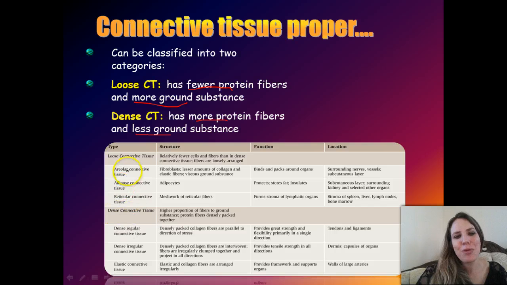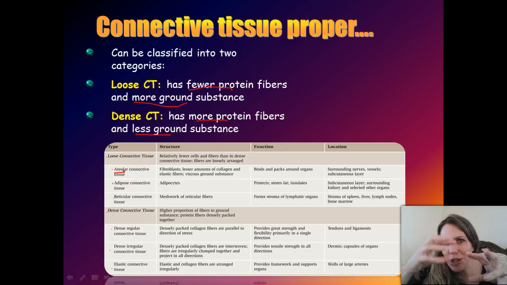Okay, and this little table here shows you the two categories, loose versus dense. So you remember loose has areolar, or areolar, depending on how you like to pronounce it, adipose, and reticular, R, right? And dense connective tissue has dense regular, dense irregular, and elastic connective tissue. Now, what I like here is that this table really shows you what the function of each of these types is. So we already said areolar is fascia, right?